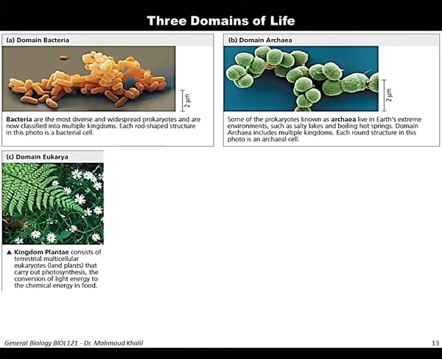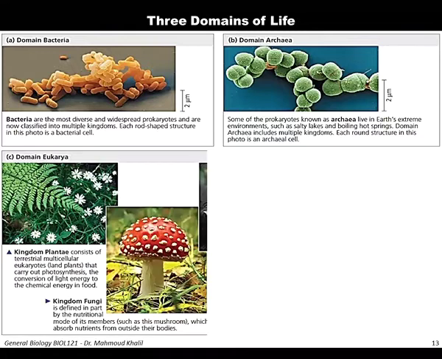The third domain is the domain eukarya, and it consists of a number of kingdoms. We'll focus on the kingdoms, not in detail, like the kingdom Plantae, and all of us know the plants. It is multicellular terrestrial eukaryotes that carry out photosynthesis and can make food by themselves. So it is autotrophic, through the conversion of light energy into chemical energy.